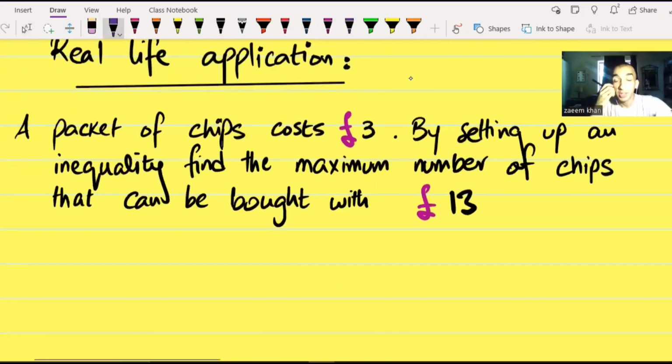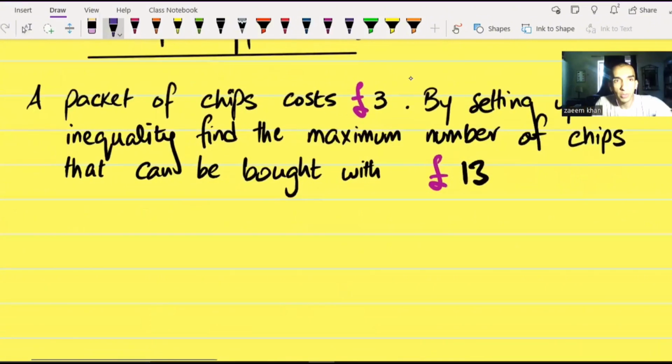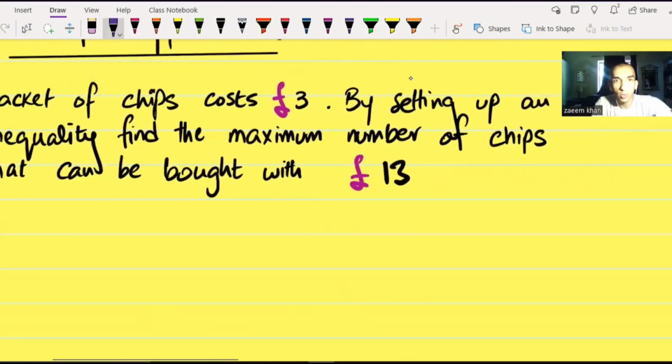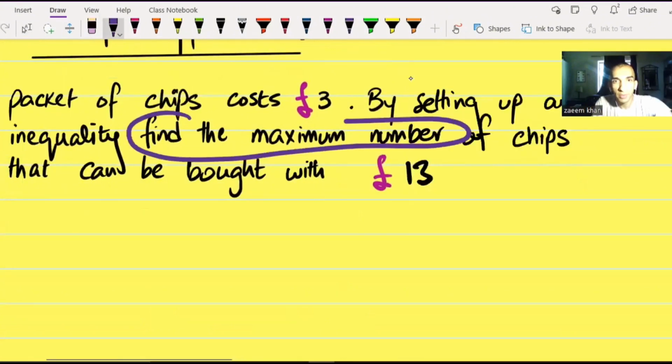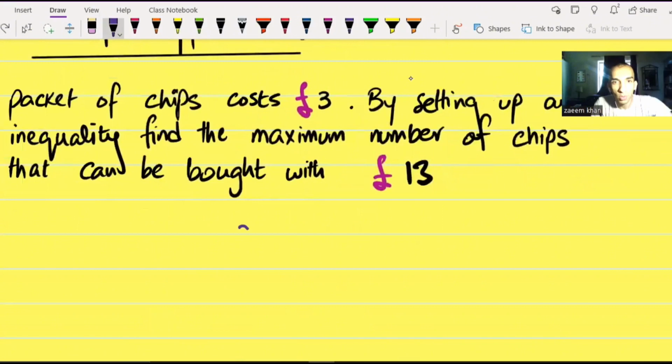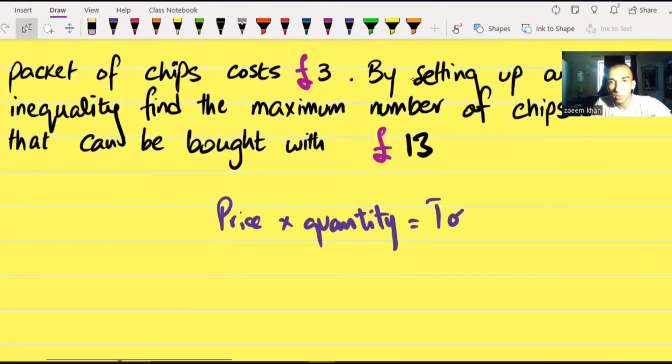So basically, you're going to say you do not know the quantity, right? The question says find the number of chips. 3 is the price of one. What you do is you multiply the price with the quantity, and what do you end up with? The total bill or the total cost. Another name for total cost would be the total bill.